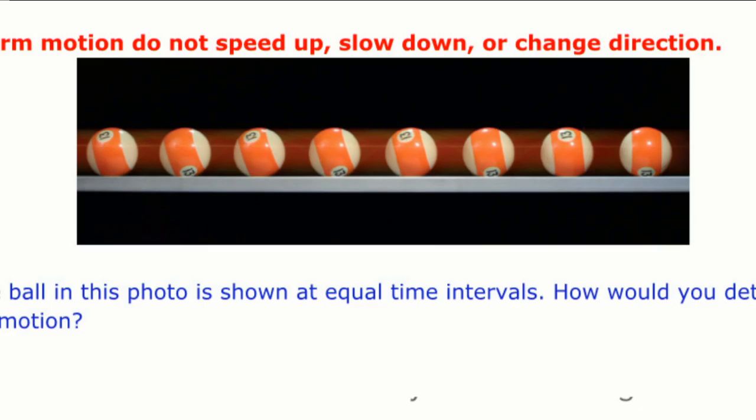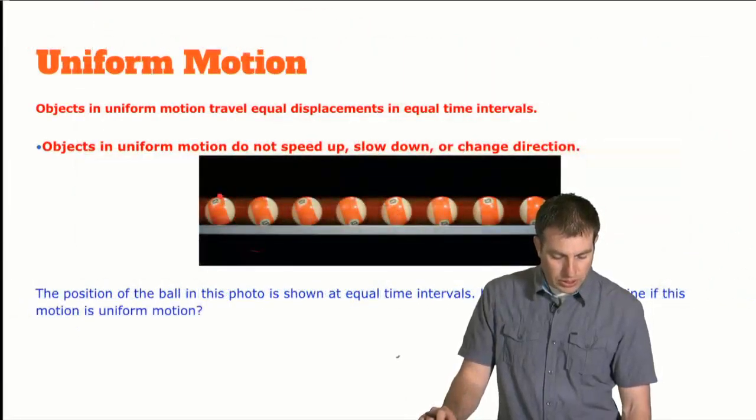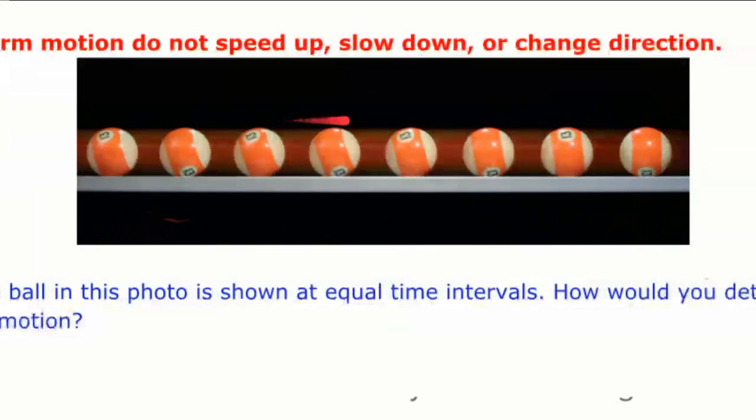Or if uniform motion were not happening, what would that look like in a picture? So it wouldn't have equal distance. That makes sense to me. So each flash, the ball is about the same distance apart for each flash. So this distance is the same for each one.